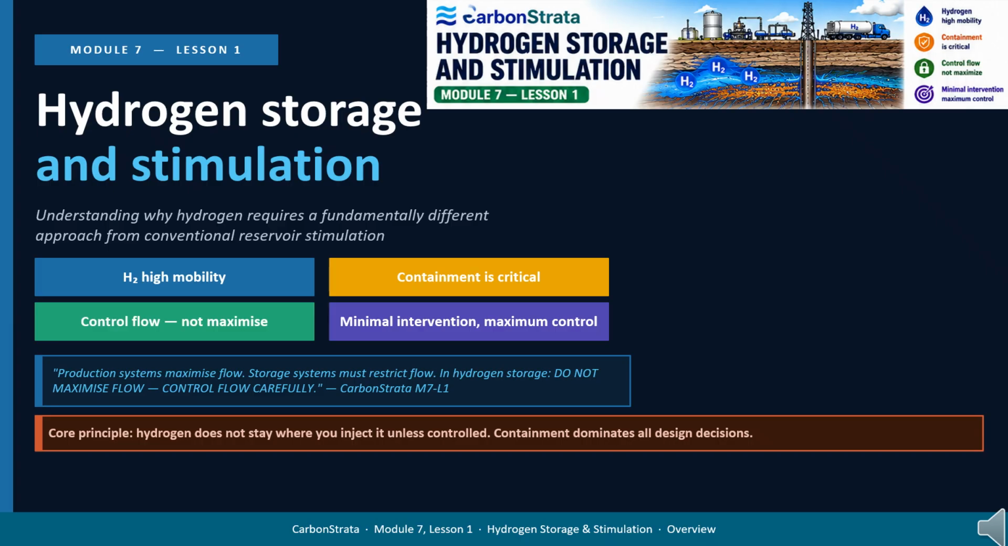You do not maximize flow. You control it. You limit it. You stabilize the system. Final principle. If you treat hydrogen storage like a production problem, you will lose containment.